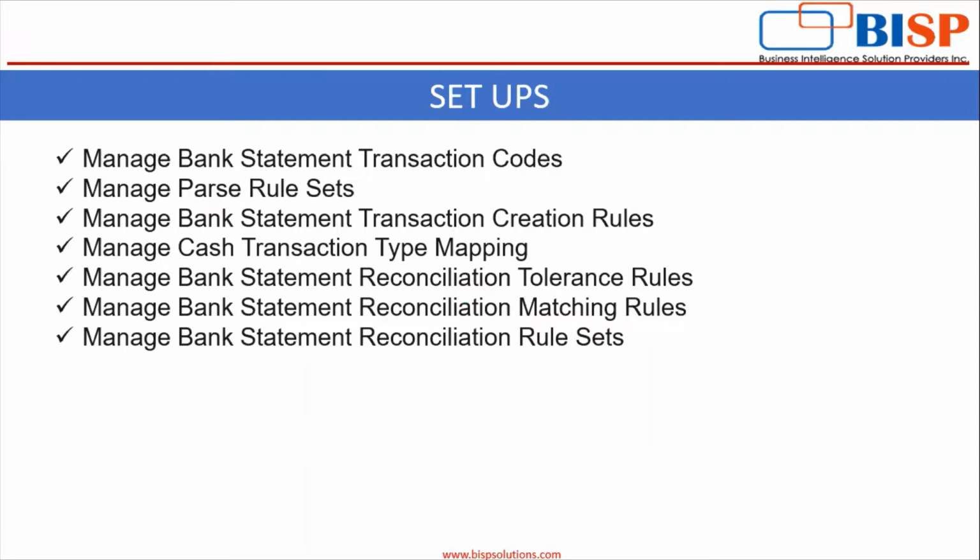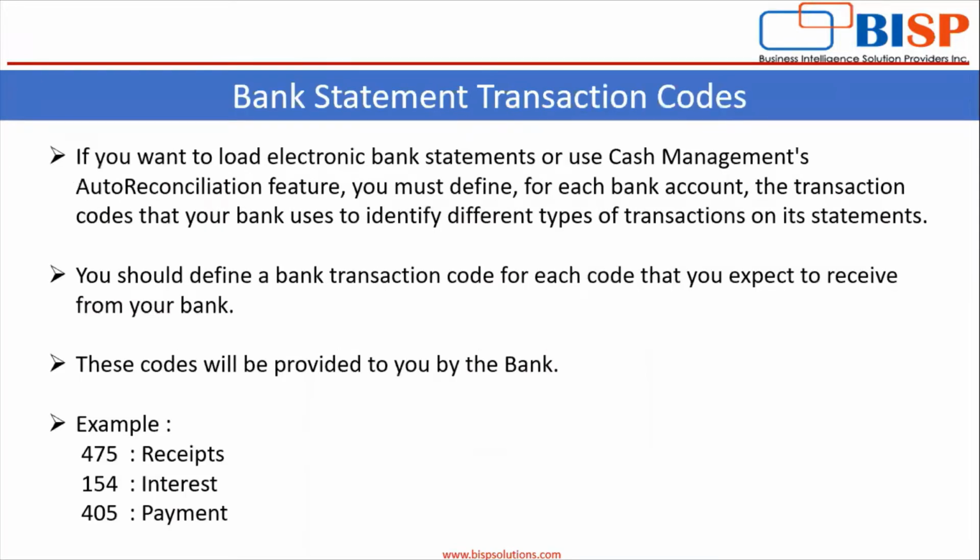First is the manage bank statement transaction code. So what are the bank statement transaction codes? If you want to load electronic bank statements or use cash management's auto reconciliation feature, you have to define the transaction codes, and these are the codes that are provided to you by the bank. For example, you can see that we are giving the transaction code for receipt as 475. So whenever you use the auto reconciliation feature in the application, it will read the transaction code and then match that bank statement line to the transaction in the application with this code.